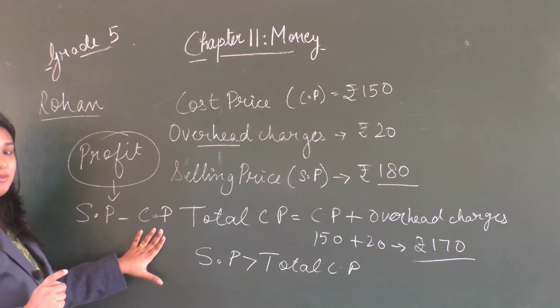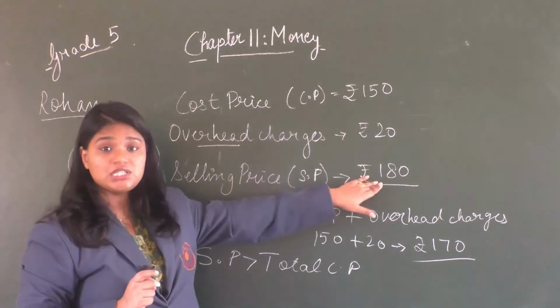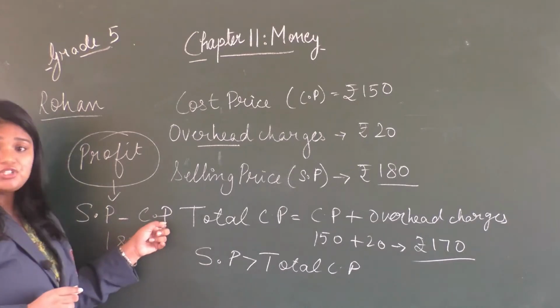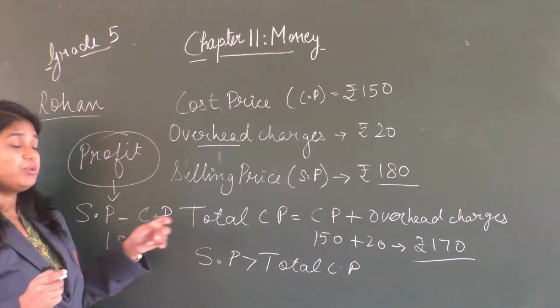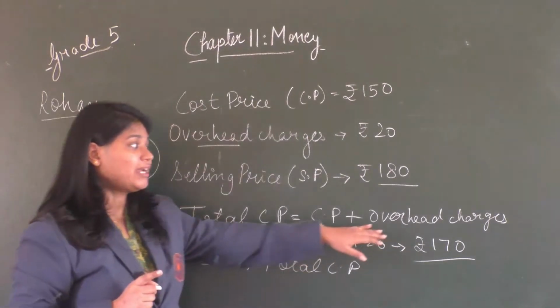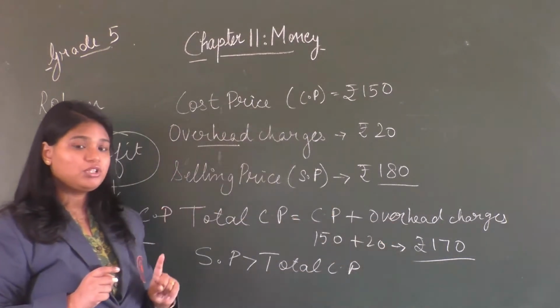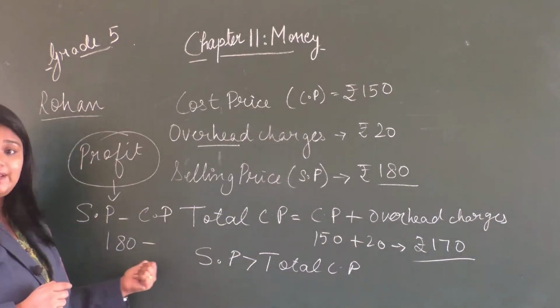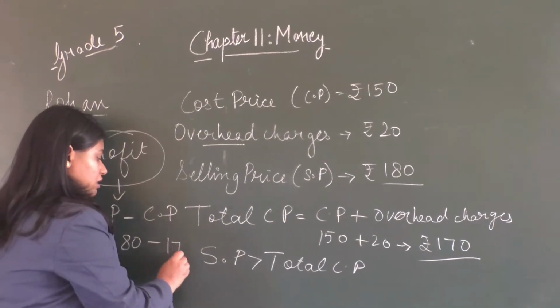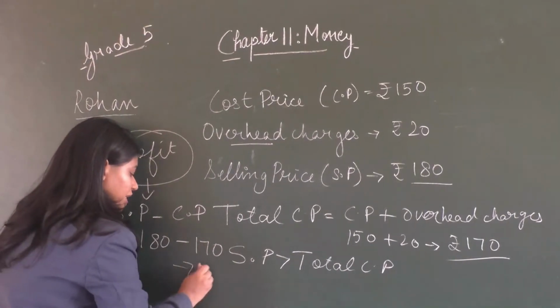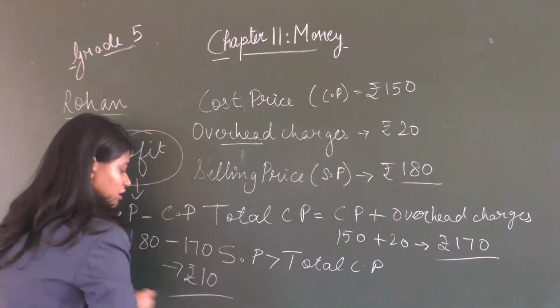Now, what is the selling price? The selling price is rupees 180. And what is the cost price? Here in this situation, we will consider the total cost price. Why? Because we also had the overhead charges. Now, the total cost price is 170. So, here I will write 180 minus 170. So, the profit is of rupees 10.